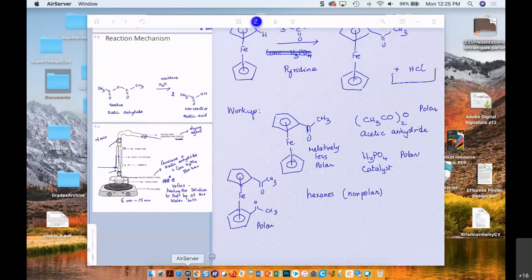So when you use hexanes, which is non-polar, the relatively less polar desired product will dissolve. And when you use hot hexanes, solubility increases with temperature. So you ensure that most or all of your desired product dissolves in hot hexanes, and that helps you separate it from the diacetylferrocene, which is an undesirable side product, the excess reactant, which is acetic anhydride, and the catalyst, which is phosphoric acid.